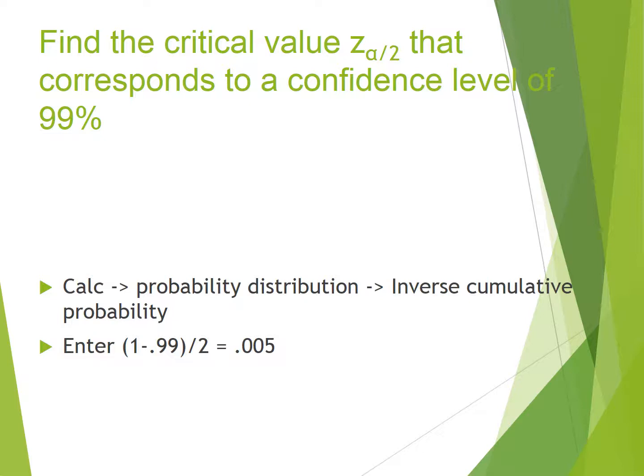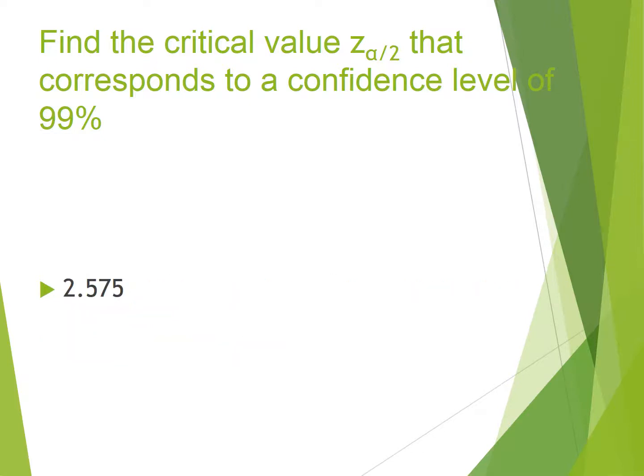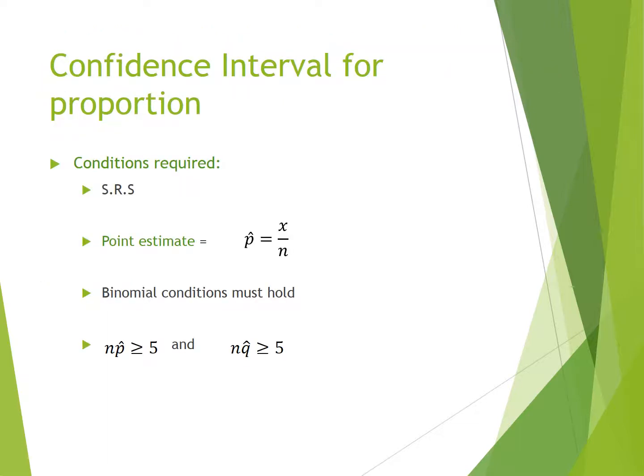So I go to Calc, Probability Distributions, Inverse Cumulative Probability, input 0.005, click OK, and it gives 2.575. I think it's going to tell you minus 2.575, but by symmetry, it's plus or minus 2.575. Now that you know the critical value for a 99% confidence level, you never have to look it up again. Okay, so that's the critical value for every 99% confidence level when you're dealing with Z's. And we can do the same thing for 95% and 90%, the other two very popular ones.